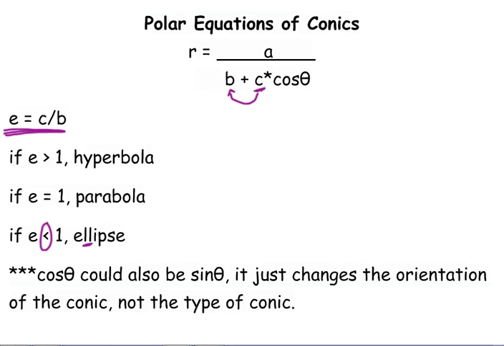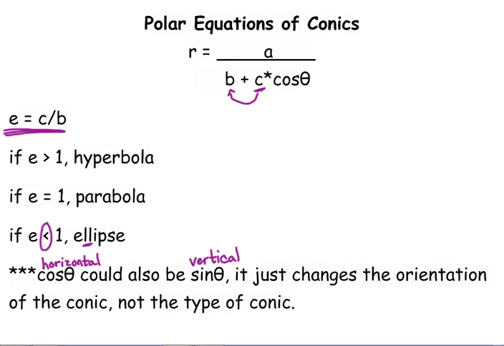Like I said, cosine could also be sine. That just changes your orientation. Cosine would be horizontal, and sine would be vertical. So it all just comes down to, and there is a question like this on the released part of the exam that they've given us, that they just give you a polar equation and they ask you which conic section it is. And you've got circle, hyperbola, parabola, and ellipse.